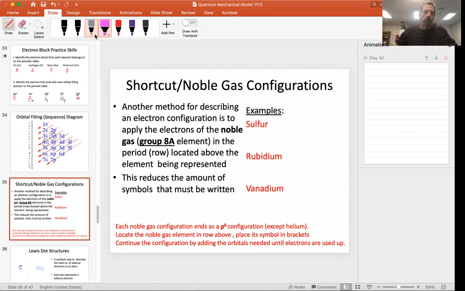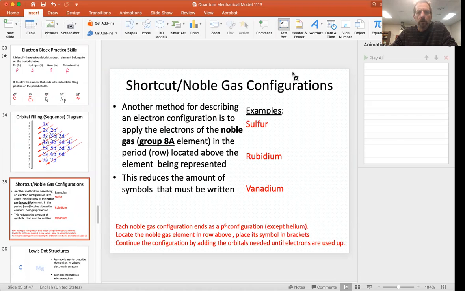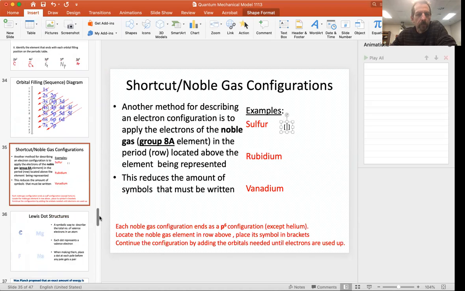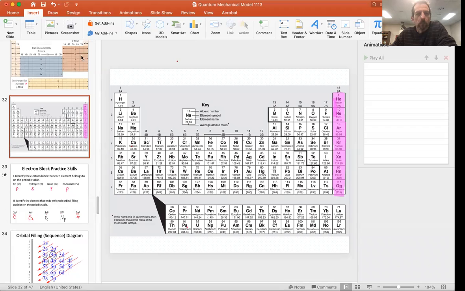Let's take a look at our first example, sulfur. We want to locate it on the periodic table, and in the brackets, we're going to put the symbol for a noble gas. Sulfur is located right here. What you're going to do is go up into the row above it and go all the way over till you touch the noble gas. That would be neon.